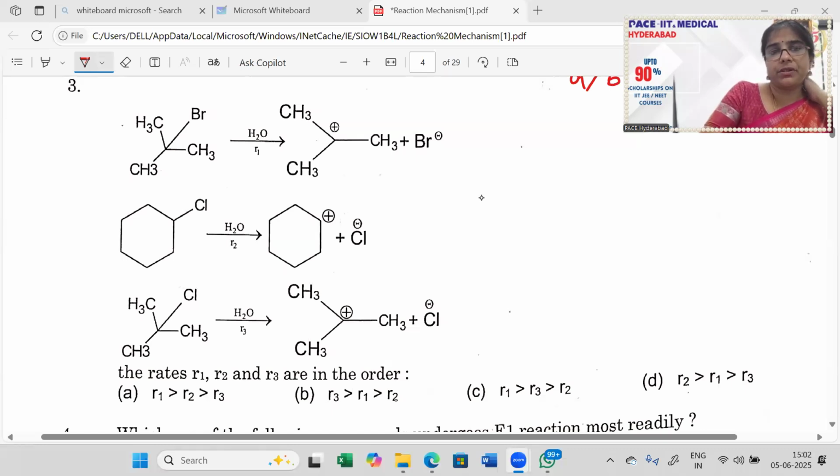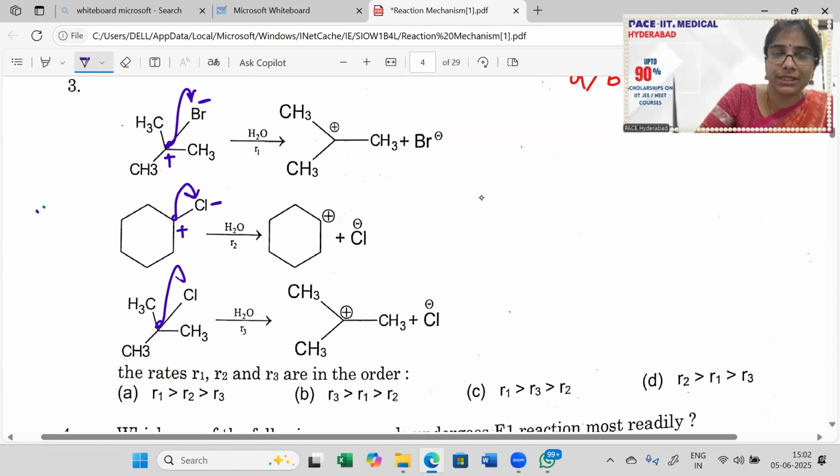So bring out the electrons, wherever you have this chlorine or bromine, take out the electrons. Bromine is taking out the electron, Br minus, carbon is positive. Here also chlorine is taking out the electron, Cl minus, positive. Here chlorine is taking out the electron, Cl minus, and this is positive.